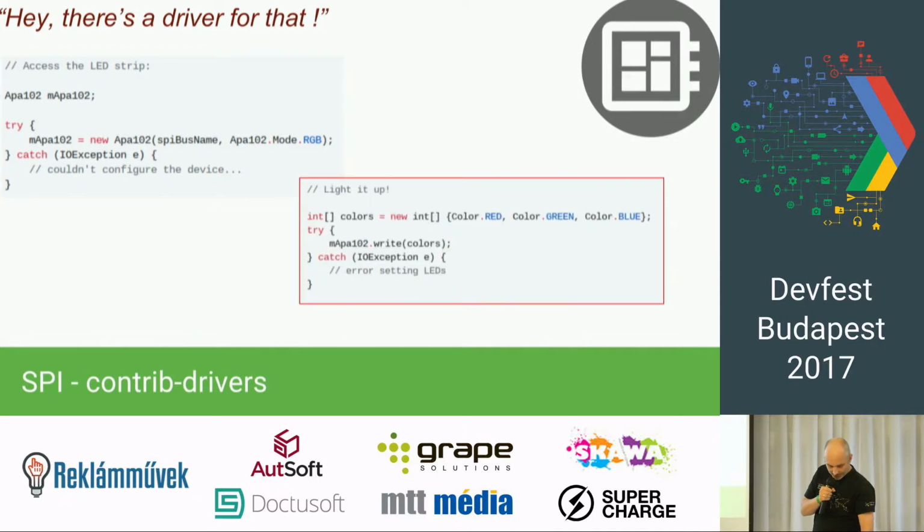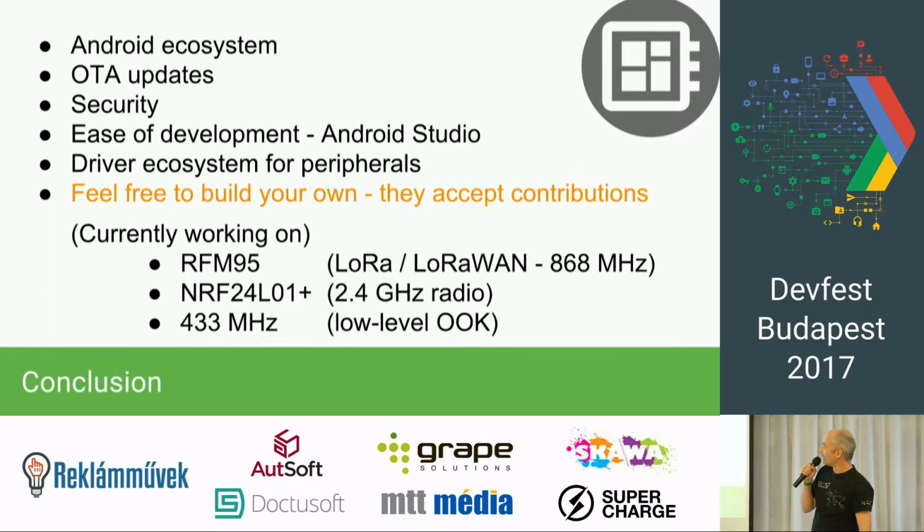So you have an array of colors and you write it to the device, and then the driver takes care of the communication. I'm speaking fast because I want to do some demos. I don't know if I have enough time yet. So to sum things up, it's a real nice ecosystem that Android Things provides to you as a developer.